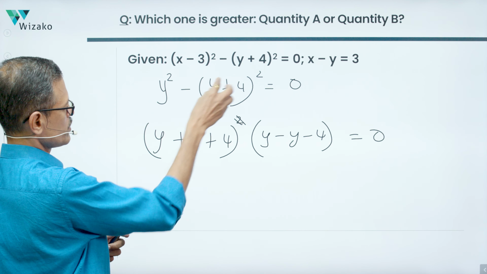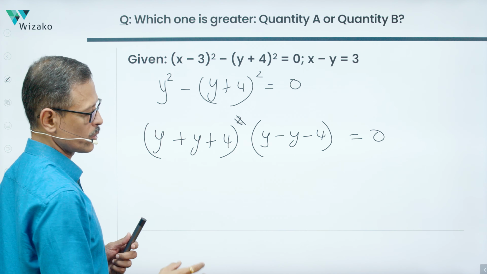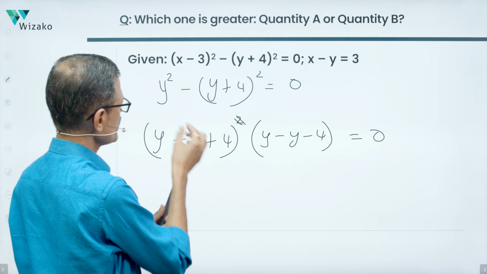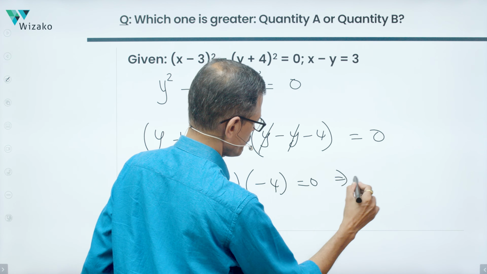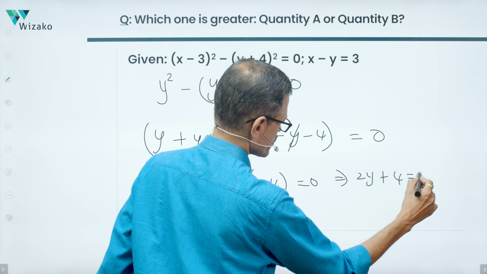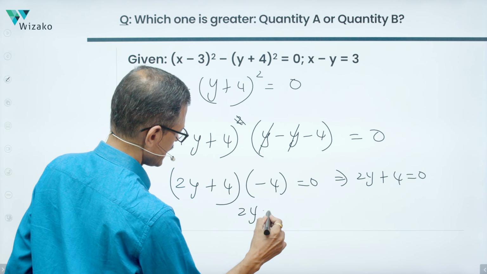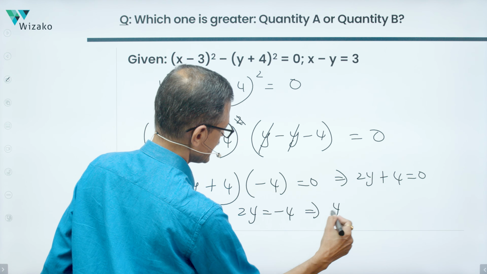This is an a square, b square. So a plus b is y plus 4. A plus b is done. A minus b is y minus of y plus 4, which is y minus minus 4. So these two get cancelled. So we'll have 2y plus 4 times minus 4 equals 0. Divide both sides by minus 4. We'll be left with 2y plus 4 equals 0, translating to 2y equals minus 4, translating to y is equal to minus 2.